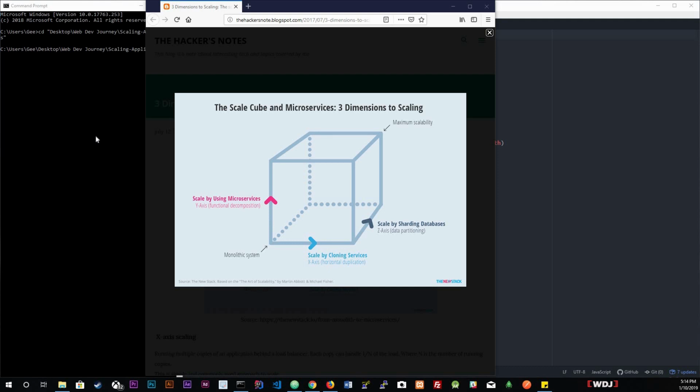Now, if you don't know what a microservice is, it's basically a tiny service that is designed to only work on part of the business features. Just part of it, okay? Part of the business features. That's what a microservice is.